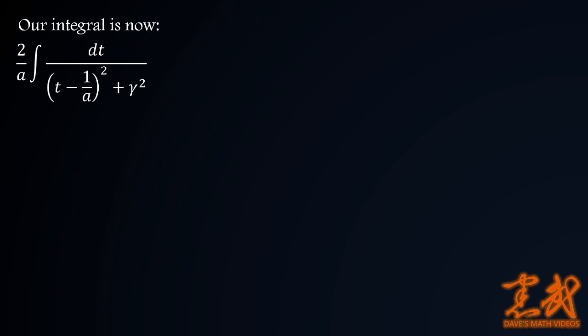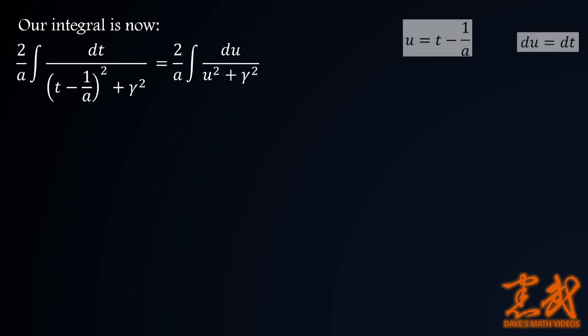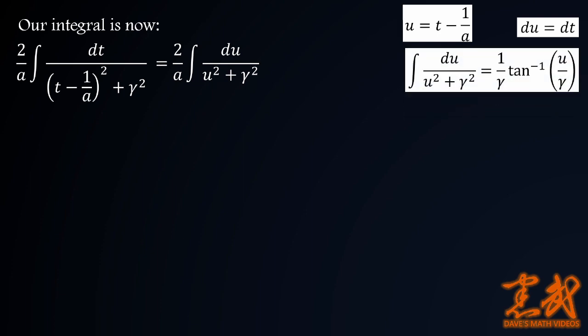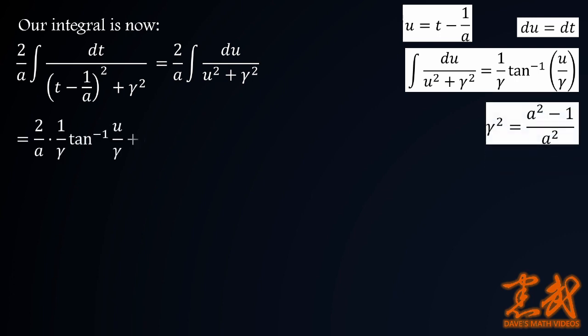What we have now is 2 over a times the integral of 1 over the quantity t minus 1 over a, squared, plus gamma squared. If we let u equal t minus 1 over a, we can simplify this even further to get 2 over a times the integral of 1 over u squared plus gamma squared with respect to u. This integral can readily be found in many textbooks, and carrying out this integration gives us 2 over a times 1 over gamma times the inverse tangent of u over gamma plus c.